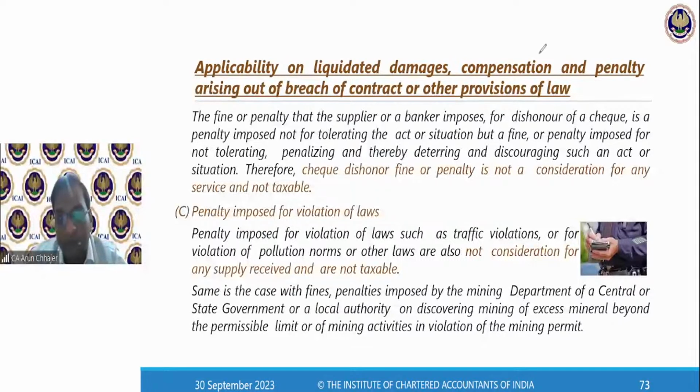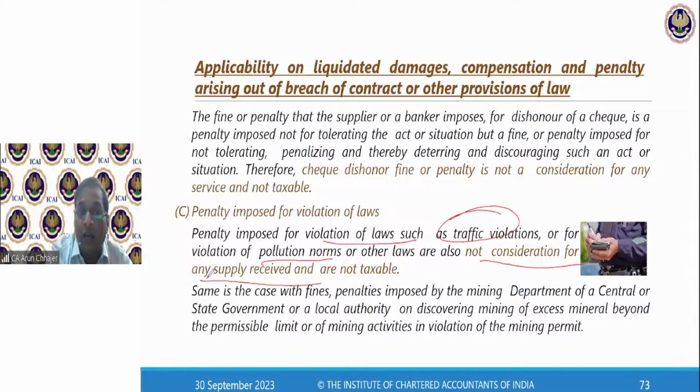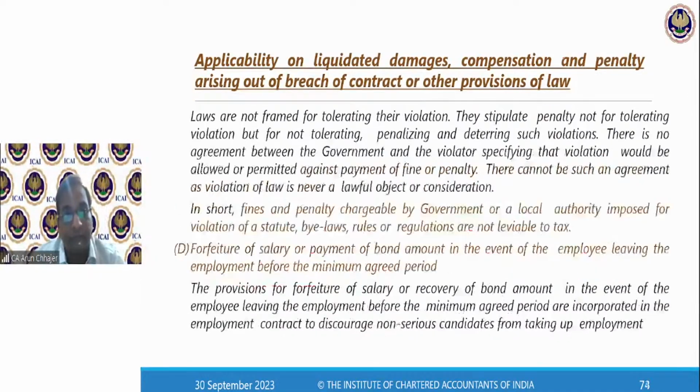Penalty imposed for violation of the law, such as traffic violations or violation of pollution norms or other laws, is not consideration and therefore not taxable in GST. So they have explained very well. They are saying that laws are not framed for tolerating the violation. This is not money received for tolerating an act, because no law permits violation or non-compliance.